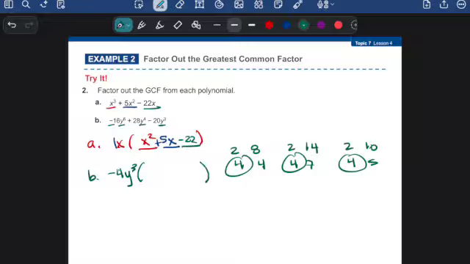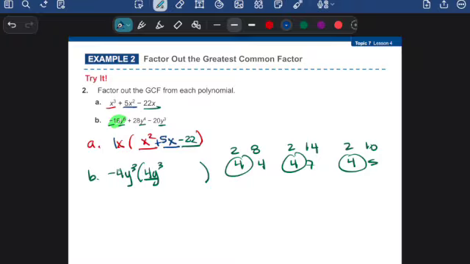Add my parentheses, and I'm going to do the reverse distributive property. So negative 4y cubed times what is going to give me negative 16y to the 6th? First look at the number. Negative 4 times what gives me negative 16? I need to multiply it by 4 to get negative 16. And I have 3 y's. How many more y's do I need? I need 3 more y's.